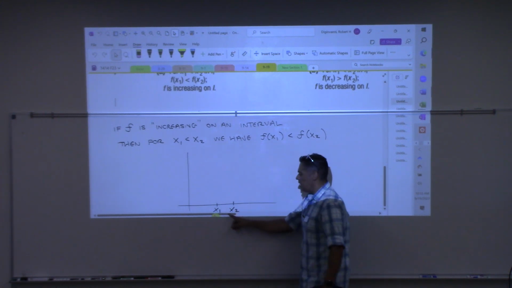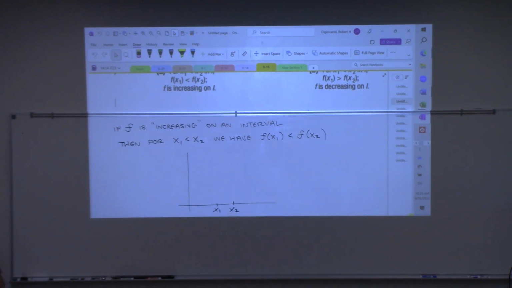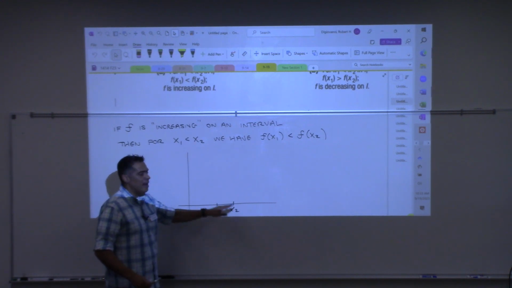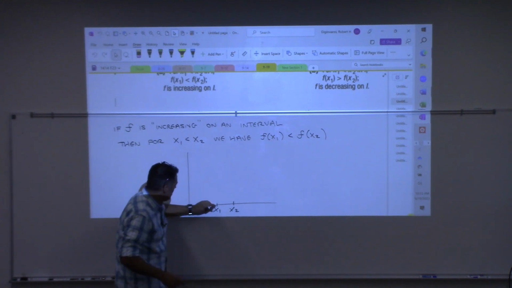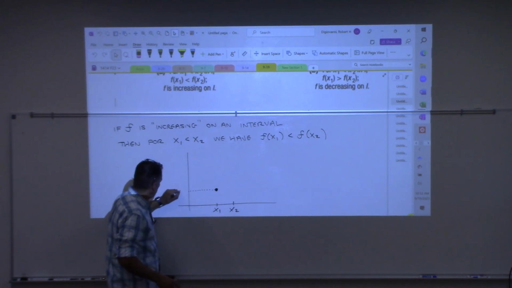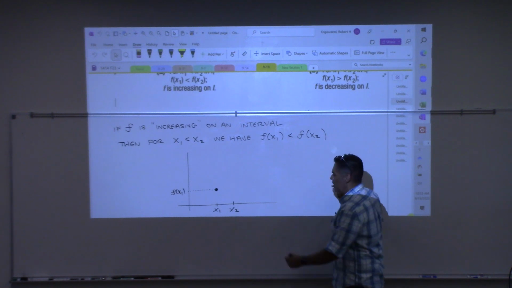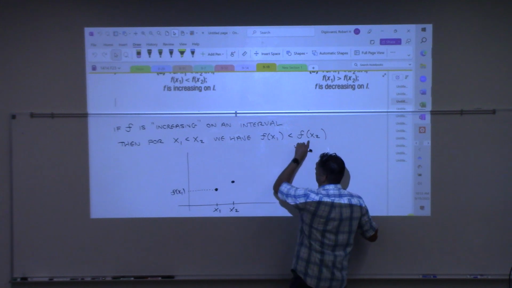Do you agree that the first condition is being met? It says, whenever this happens, then I promise you that f of x1, which represents the y value when you plug x1 in, the height that comes out, must be smaller than f of x2. When you plug in x2, you get a value, and this value needs to be bigger than the one before.